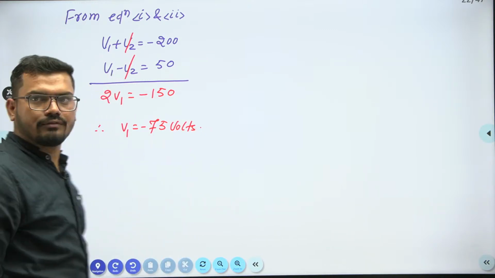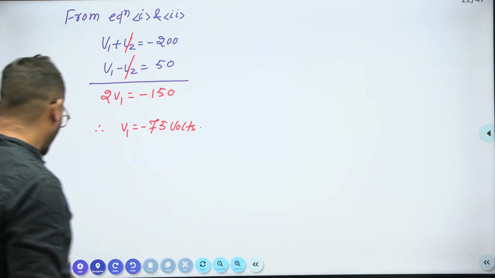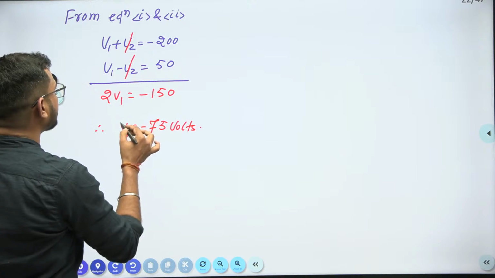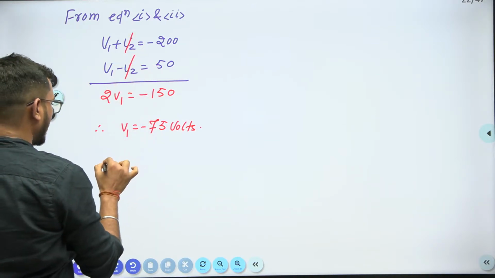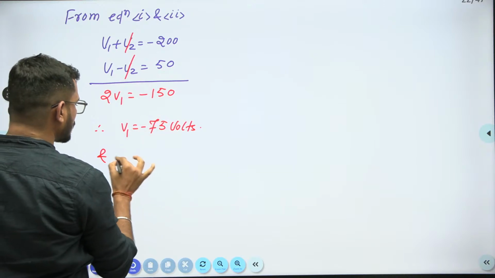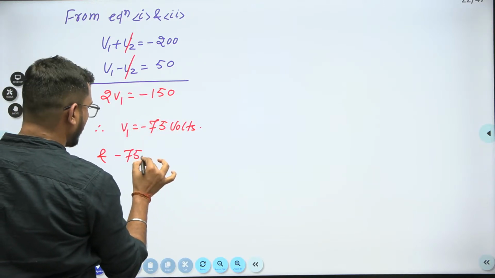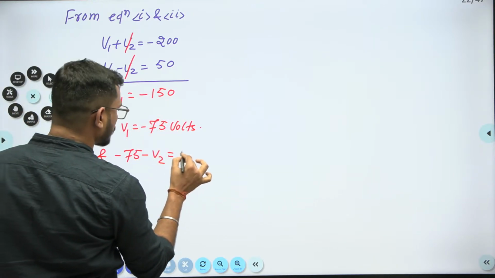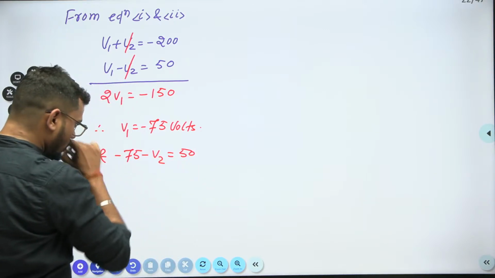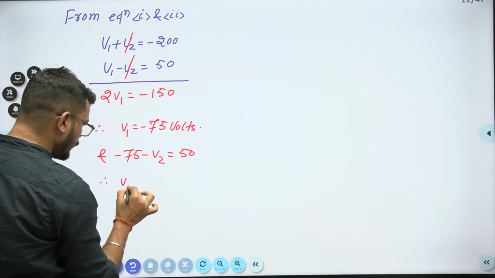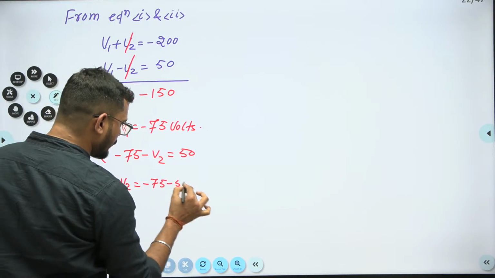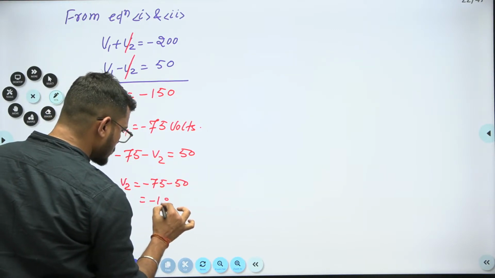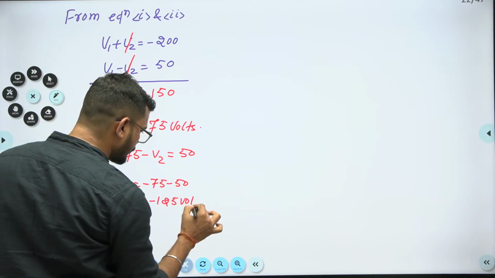Minus 75 volts. And what about V2, guys? If you want to find V2, just write V1 is equal to minus 75 minus V2, and this is equal to 50. So how to write this? Therefore V2 is equal to minus 75 minus 50. So this is how much? This is minus 125 volts, guys.